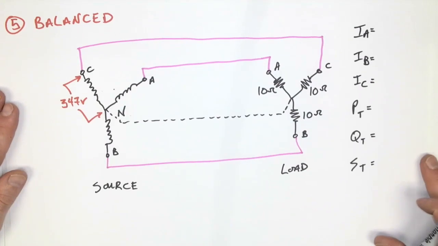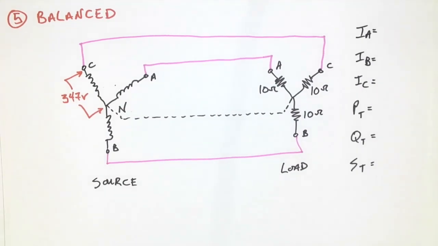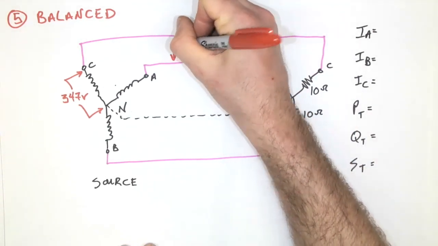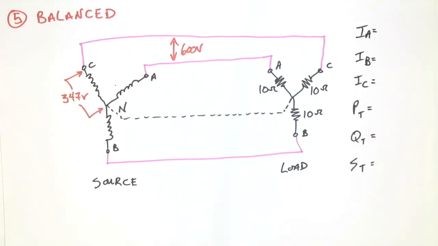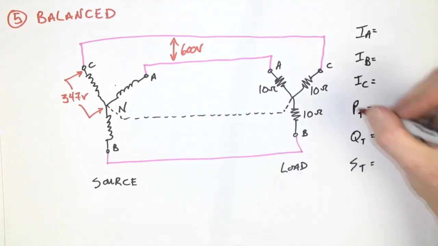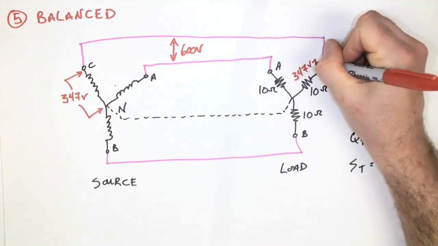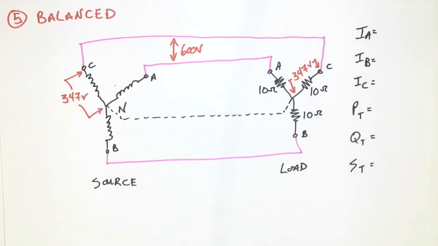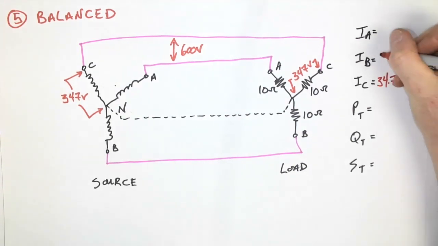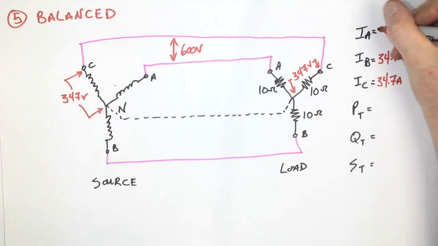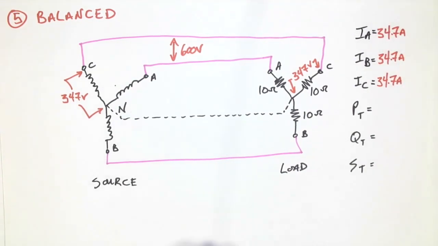Let's try another one. This time it's going to be balanced. And a balanced system is going to have identical values. And so the process becomes a lot quicker. Line voltage, root 3 larger than phase voltage, so 600 volt. We have 10 ohm resistors and 347 volt across each one. Well, basic calculation, 347 divided by 10 gives me 34.7 amps for each one of my individual loads. So each one of my lines is going to carry equal current.